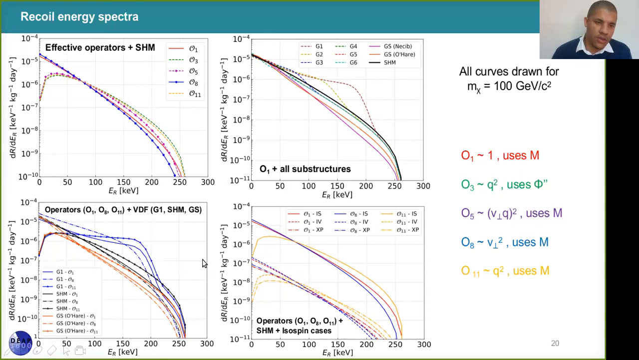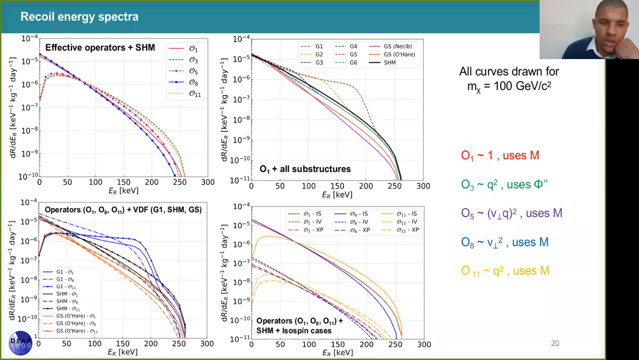The third plot is recoil energy. It shows the recoil energy spectrum, but now considering 3 operators with 3 velocity distributions. We choose the operators depending on the velocity, depending on the momentum transfer, and those BDF that are the fastest and slowest from the group that we use. And the most important thing here is that operators 8 and 11 are more affected by the substructures than operator 1.